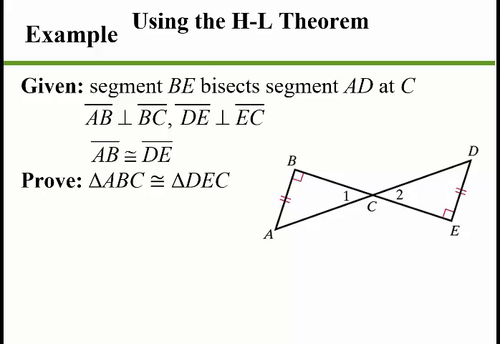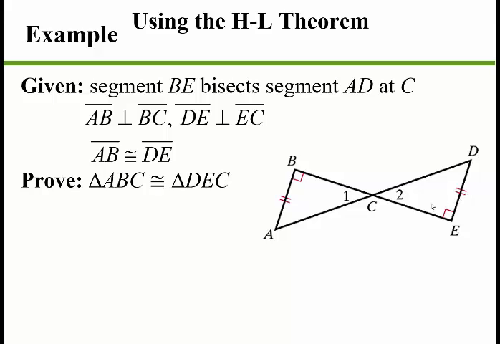All right, so let's do this. I want to prove 2 triangles congruent using the hypotenuse leg theorem. So segment BE right here bisects segment AD at C, so that tells you that this cuts it in half. We know that side AB is perpendicular to side BC, and the same thing over here: DE is perpendicular to EC. And then finally, we know that AB is congruent to DE.